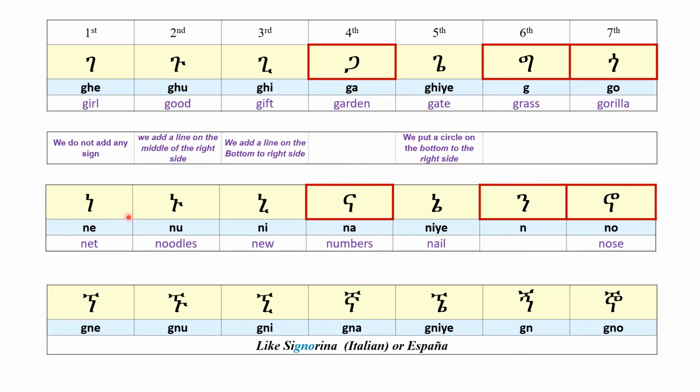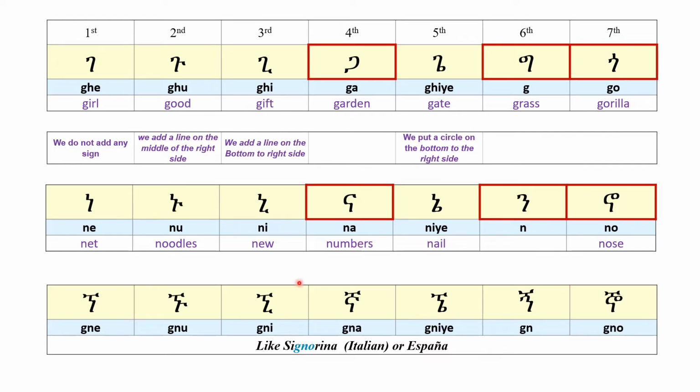The second one is ne, pronounced like in English net. Ne, nu, ni, na, ne, ne, no. Let us see the pronunciation in English. Ne like net, nu like noodles, ni like new, na like numbers, ne like nail, n and no like nose.